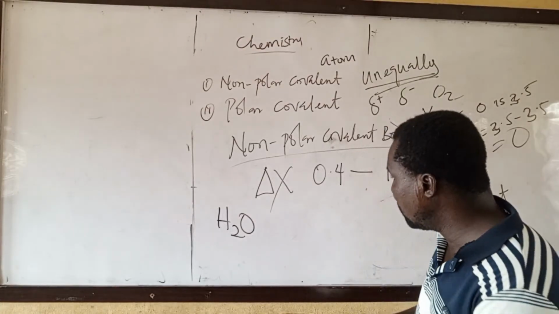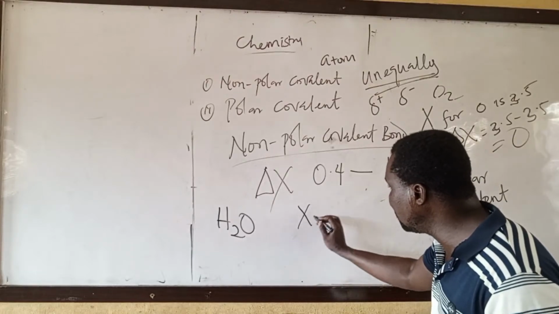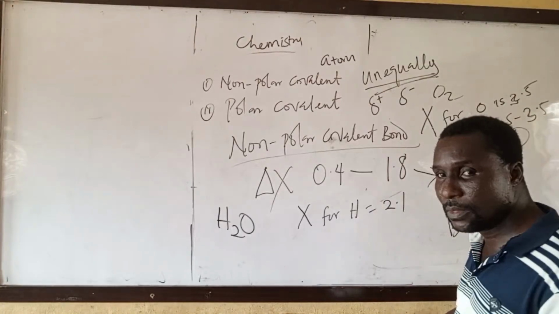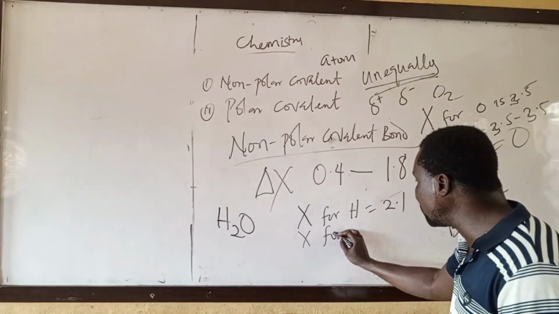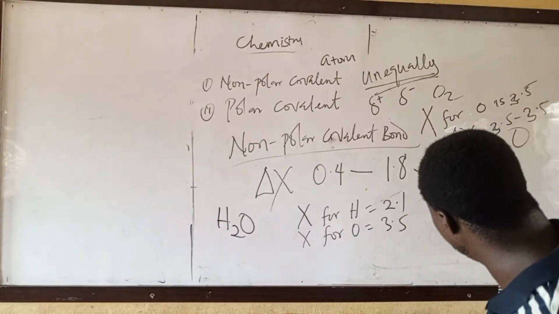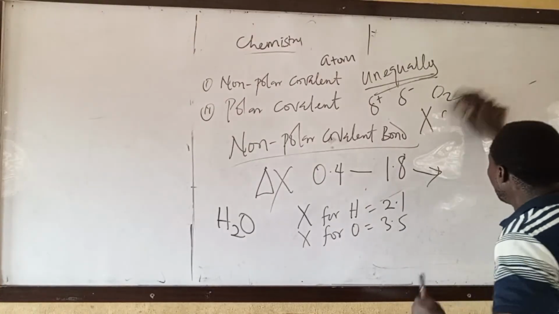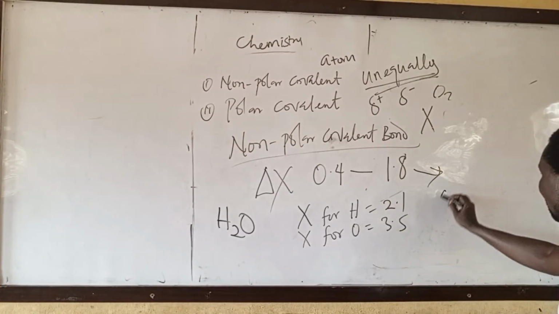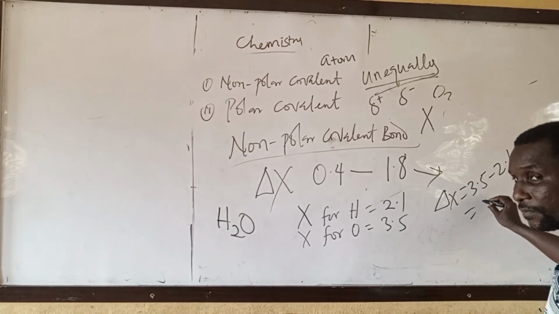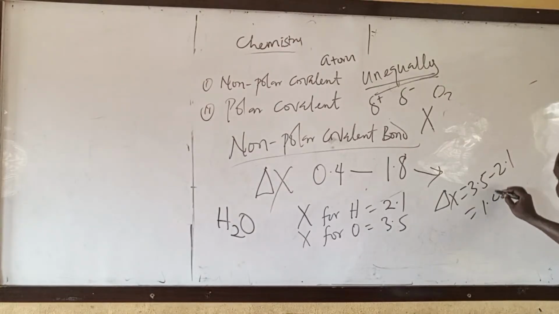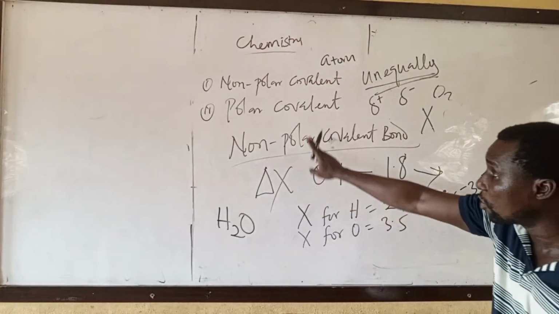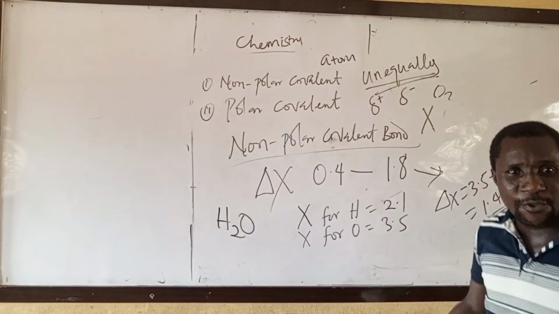Let us see. What is the electronegativity value for hydrogen? It is 2.1. The electronegativity value for oxygen is 3.5. Then let's look at the difference. The formula: electronegativity difference equals 3.5 minus 2.1. What do we have? 1.4. Is it between these? Therefore, it is polar covalent.